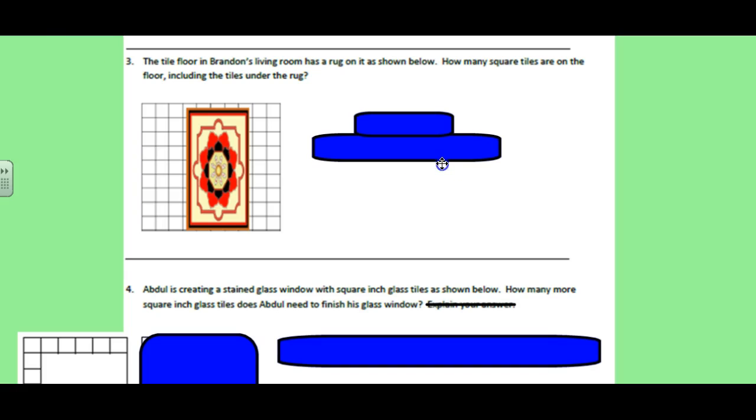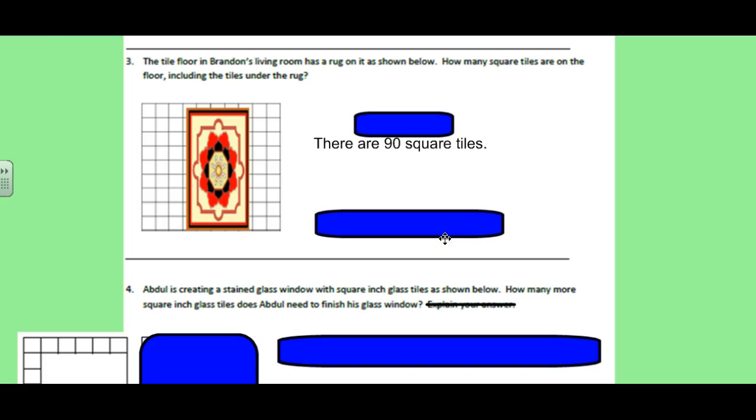Okay, so the sentence I was looking for was there are 90 square tiles, and if you put there are 90 square tiles on the floor, that's still the same thing.